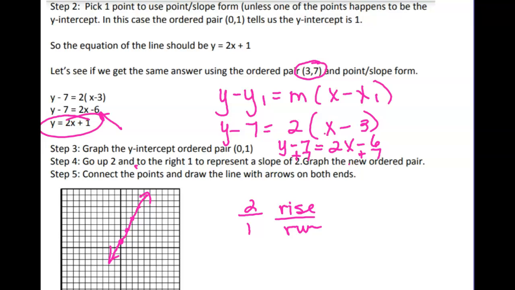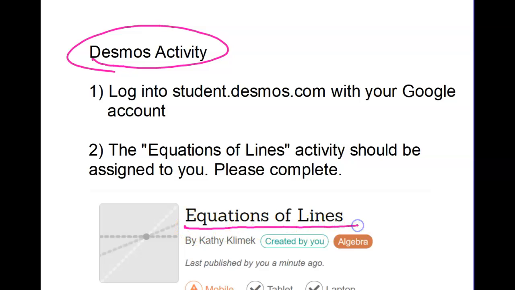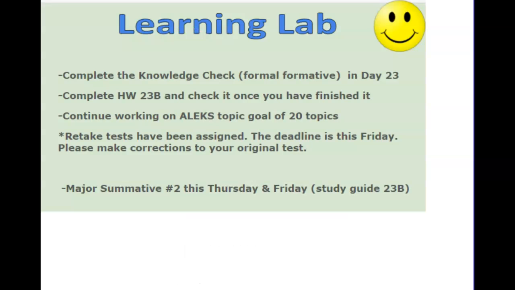If you did miss class today, you might want to go into Desmos. There has been an activity assigned to you to get some extra practice. Okay, and it's called the Equations of Lines activity. Okay, make sure that you also complete the knowledge check that's in Schoology and your homework, which is 23B. All right, test is next class. 23B is actually the study guide. Make sure you compare it to the answer key.